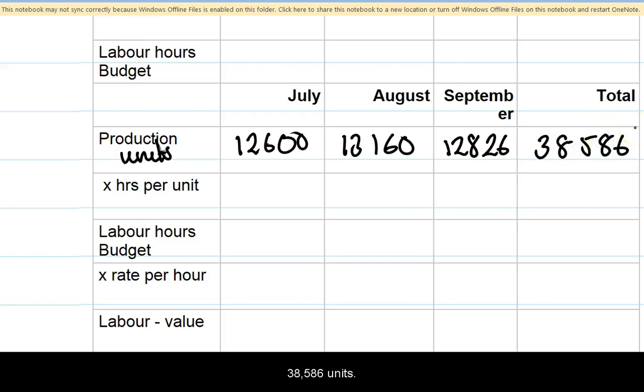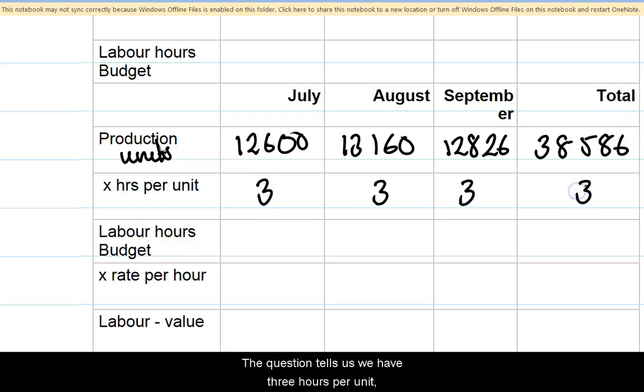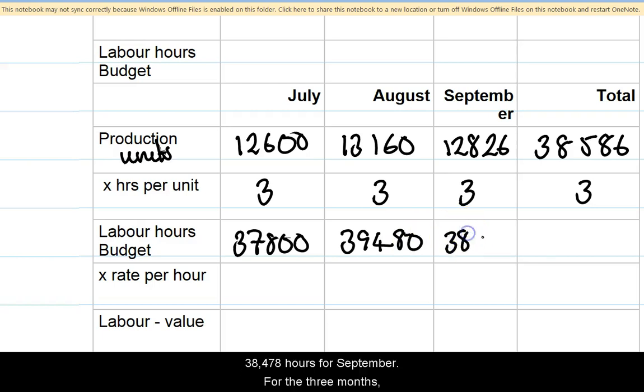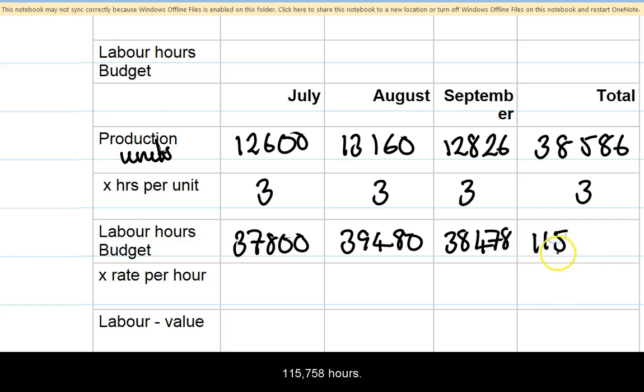38,586 units. The question tells us we have 3 hours per unit, and so we can work out our total production hours: 37,800 hours for July, 39,480 hours for August, and 38,478 hours for September. For the 3 months, 115,758 hours.